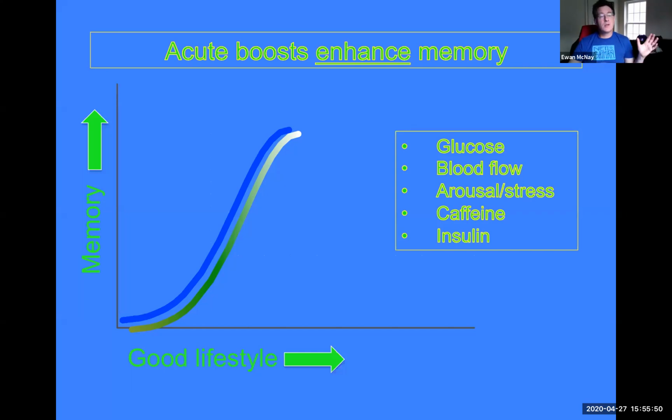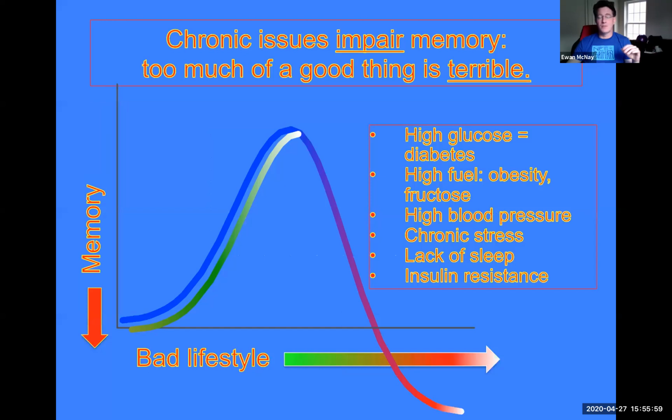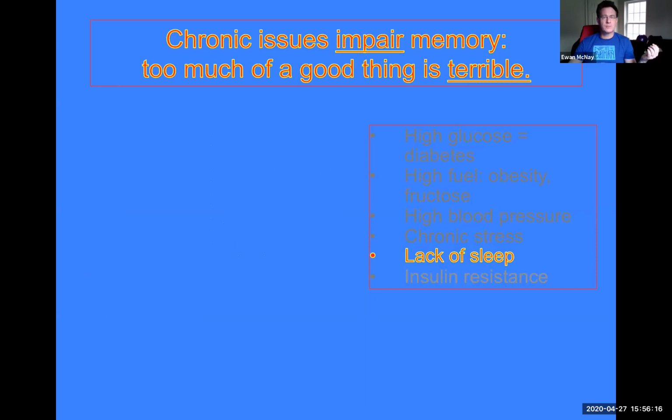All right, so kind of summing up some of the lifestyle stuff. A little bit of glucose, a little bit of arousal, some caffeine, all those things are good. Too much of any of them, right? Too much glucose or insulin is diabetes, insulin resistance. Lack of sleep, being too awake, too stressed, too on edge. Too much glucose and fuel, high fat content, you get obesity, you get type 2 diabetes. Too much of anything is really, really bad for you.